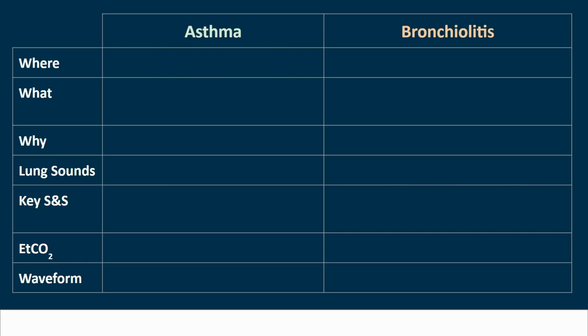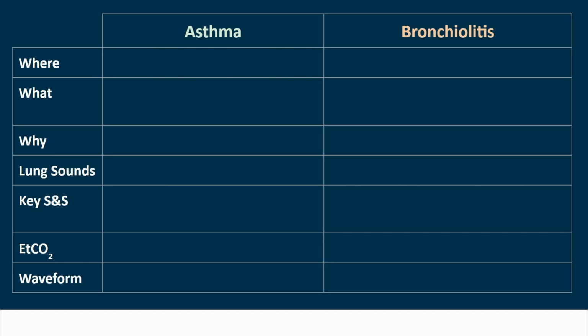Okay. Asthma, lower airway, bronchi, bronchioles. What? Bronchospasm. Love it. Why? It's a hypersensitivity, causing the smooth muscles to constrict. Love it. Wheezing could be diminished or absent if it's severe. Sometimes wheezing. If it's a kid, signs of respiratory distress is kind of what I'm looking for.